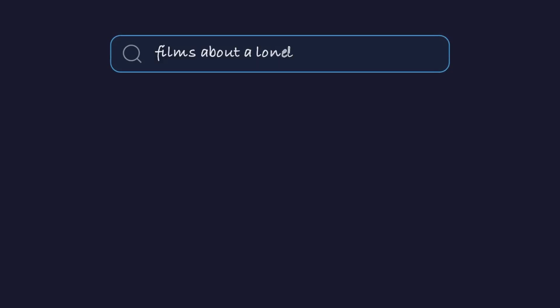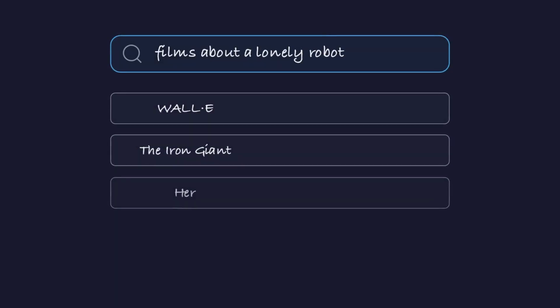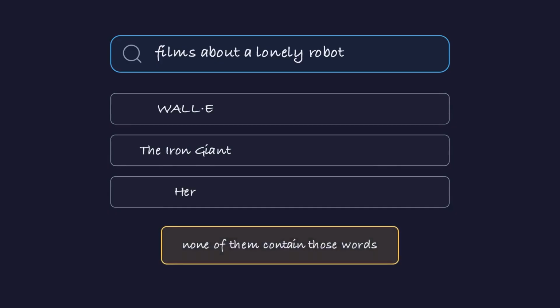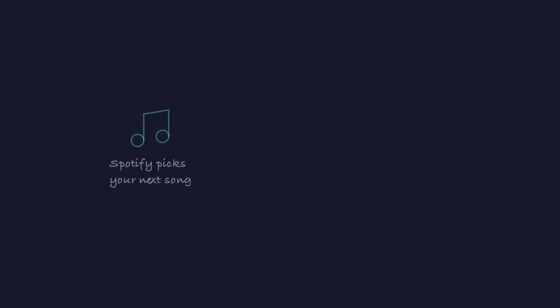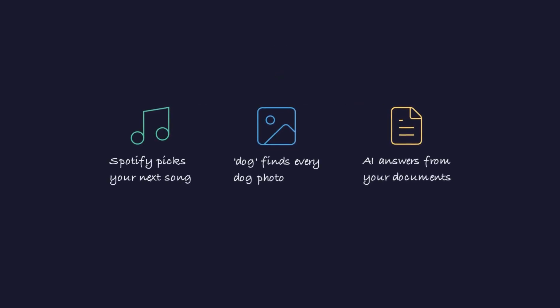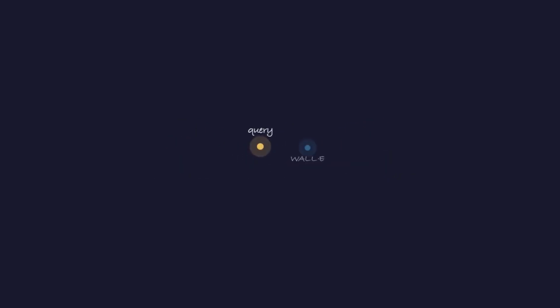You search films about a lonely robot, and you get back movies that don't contain a single one of those words. Somehow the computer understood what you meant, not just what you typed. That same trick powers Spotify knowing your next song, your camera roll finding every photo of your dog, and the AI answering questions about your documents. One idea sits under all of it.